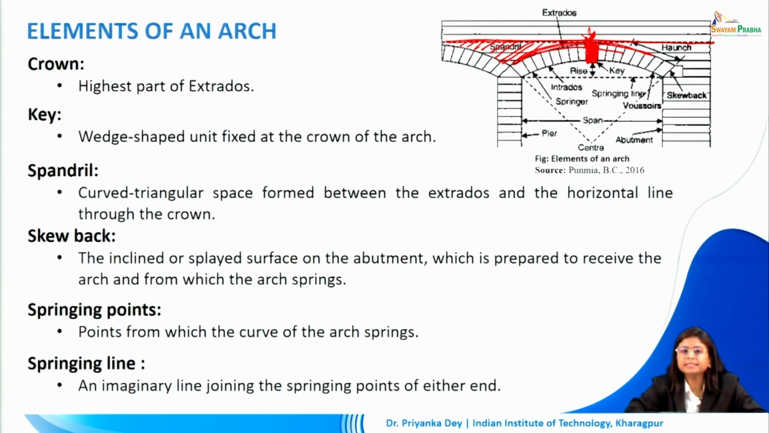The skewback is the inclined or splayed surface on the abutment which is prepared to receive the arch and from which the arch springs. So this is the skewback right here at the corner. This is where the arch will spring from. The springing points are points from which the curve of the arch springs. So at the edge we are going to have some points from which the arch springs. These are the springing points, and if one connects these springing points with an imaginary line like so, this is the springing line.